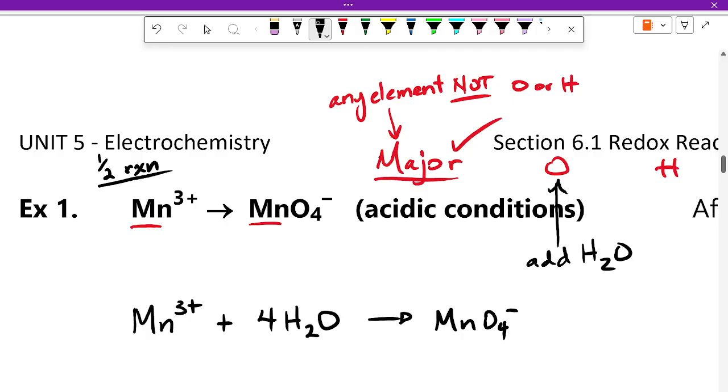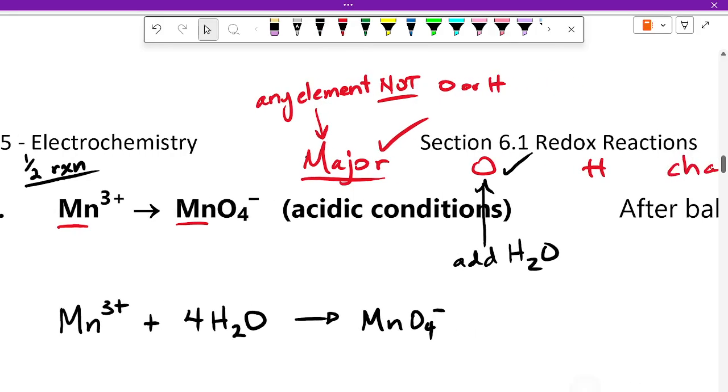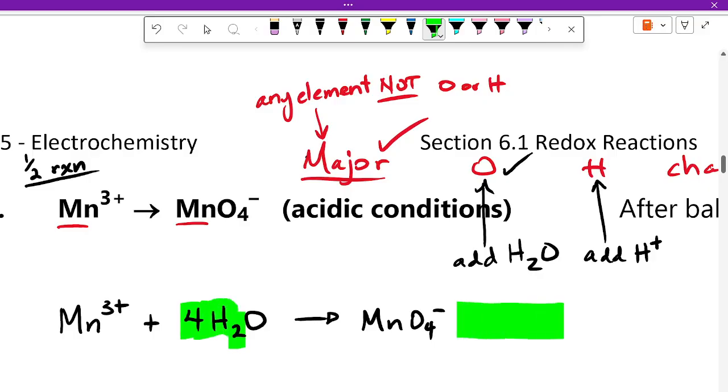So we have now balanced oxygen. Next, we need to balance hydrogen. How do we balance hydrogen? What do we add? H plus. How many H pluses do we need to add and to which side? We need to add 4 times 2 is 8 hydrogens, and we need to add them over here.